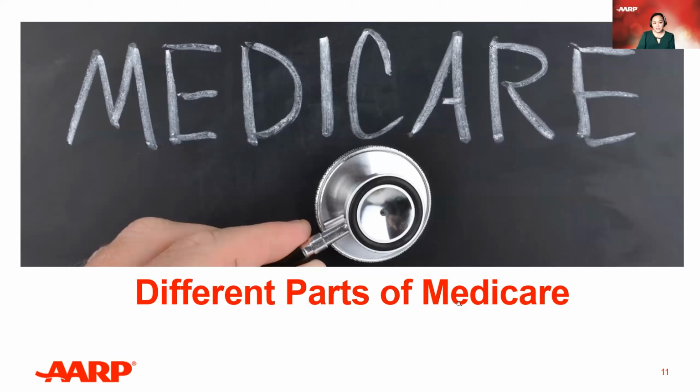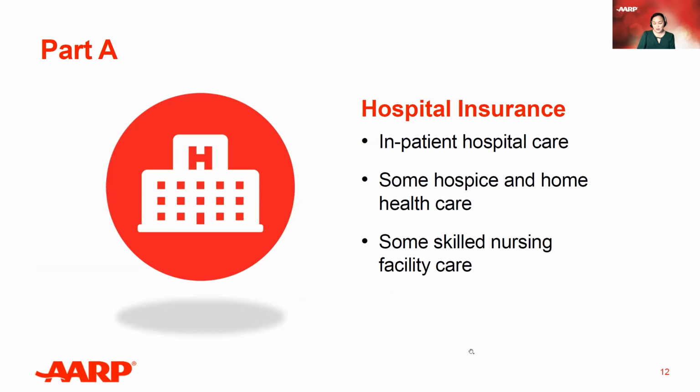So we're going to go now into the different parts of Medicare. Medicare can be a little bit of an alphabet soup. There are different parts, and sometimes maybe parts isn't really the best word to describe it, and you'll see why very shortly. But we'll start with A. Part A is hospital insurance. Part A will cover things like inpatient hospital care, some hospice and home health care, and some skilled nursing facility care.